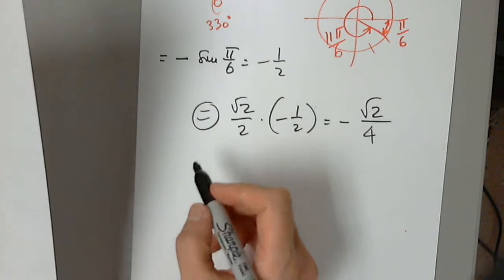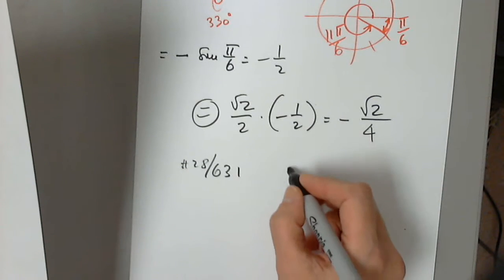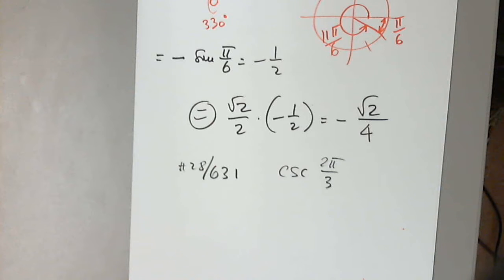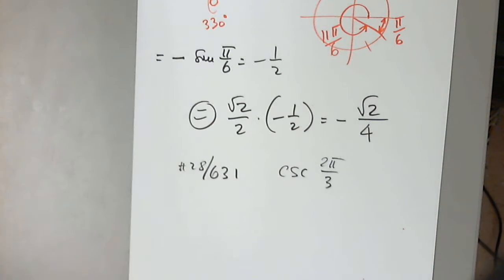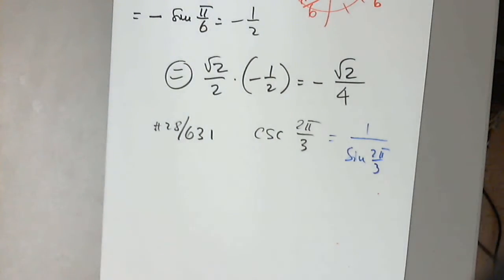So we started with 28 on page 631, and we're asked to find cosecant of 2 pi over 3. No one will ever force me to think in terms of cosecant, of course. Absolutely. Cosecant 2 pi over 3 is 1 over sine 2 pi over 3. Who cares about cosecant? Okay, so now I have to find sine 2 pi over 3, and that I know is 2 times 60 degrees.